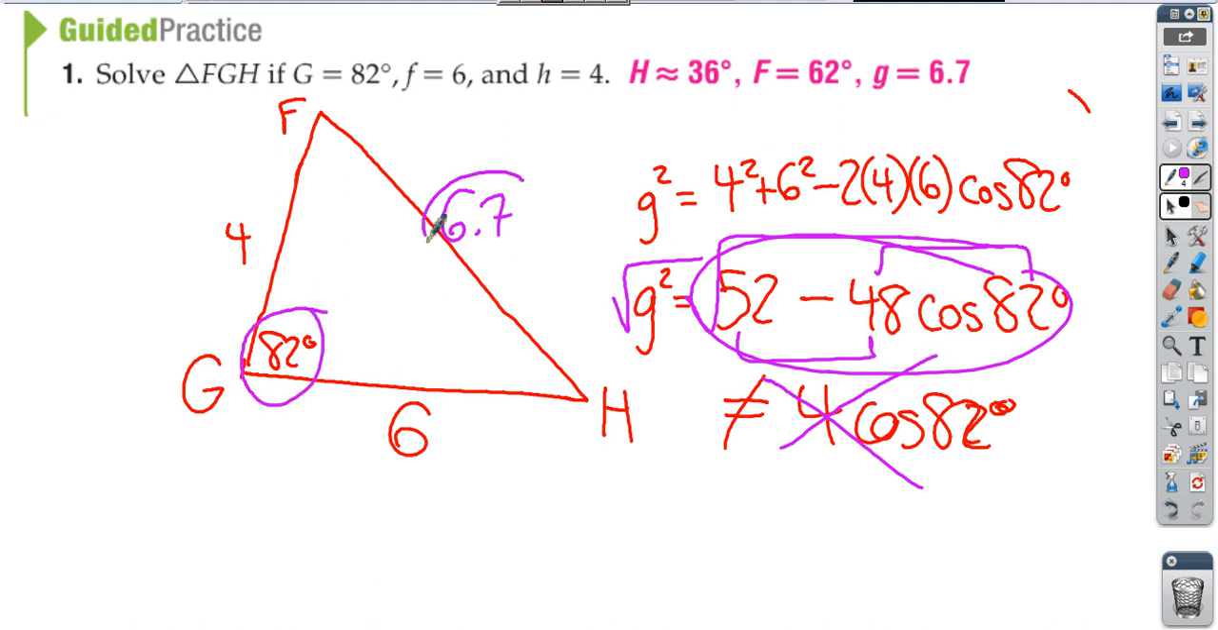Sine of that over 6.7 equals sine of, let's say, h over 4. And we could solve it. You could see what they come up with for the answers.